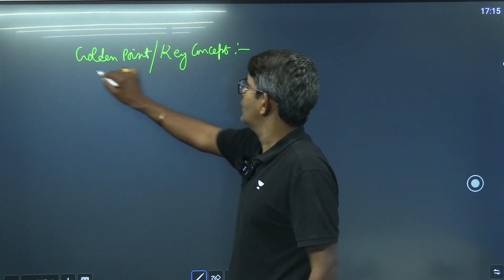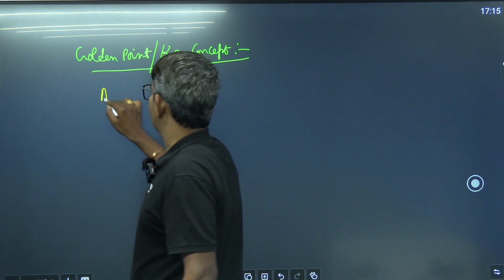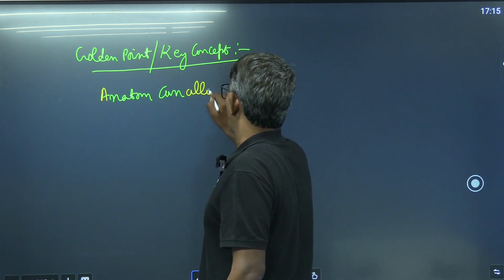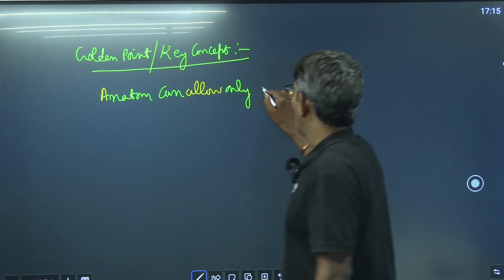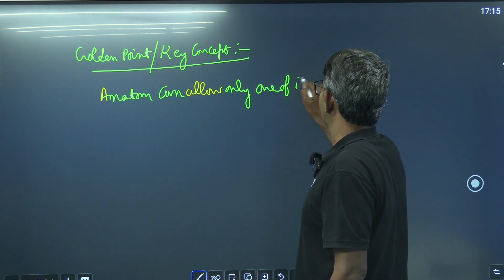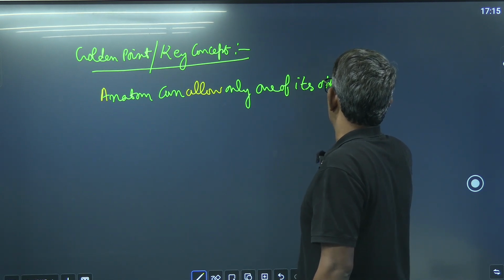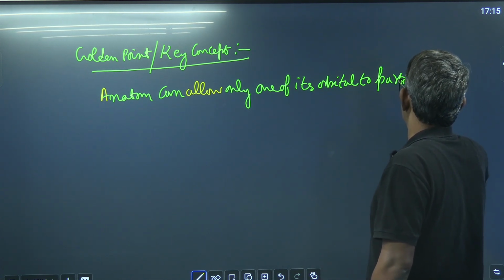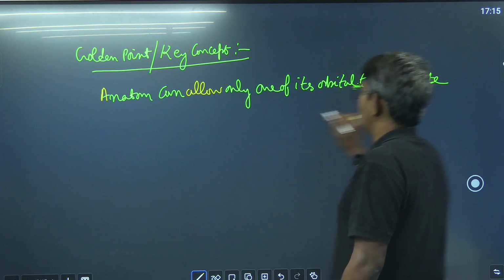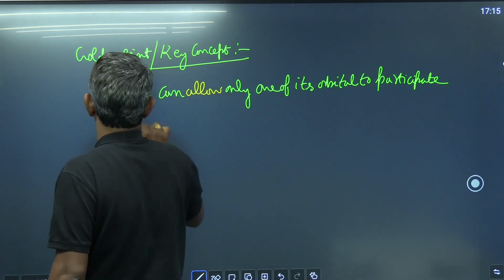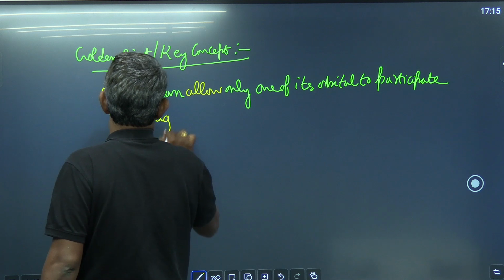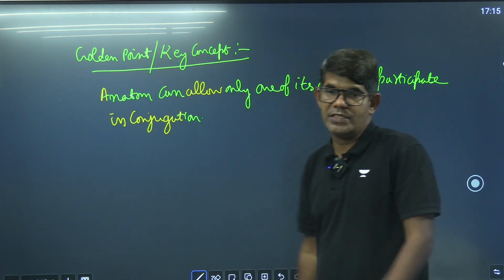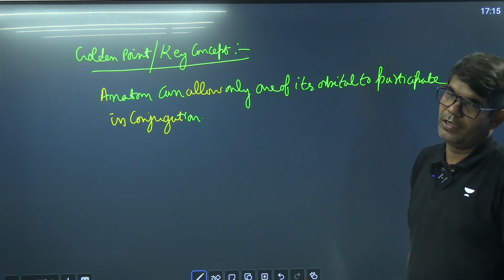What is it? An atom can allow only one of its orbitals to participate in conjugation. An atom will not allow more than one of its orbitals to participate in conjugation. Only one it will allow.